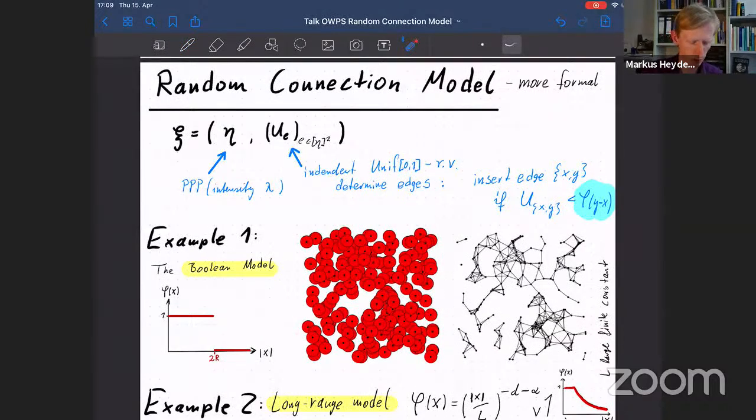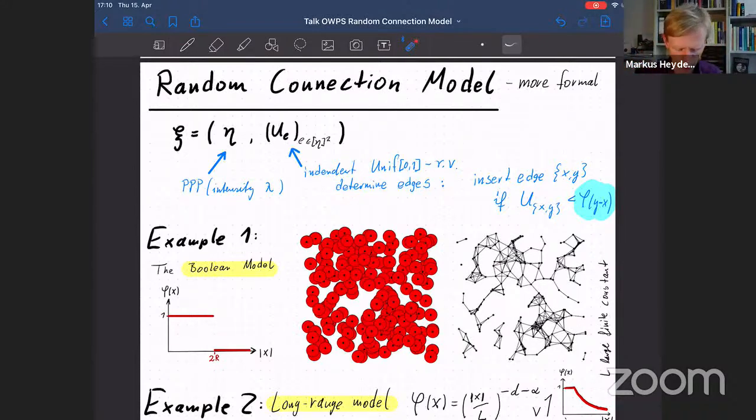Since we want this function to be decreasing, it means that it's first 1 for a while and then afterwards it's only 0. And in that sense, we come back to the Gilbert disk model, which was already studied in the 60s. If 2r is the point where it jumps from 1 to 0, then we can interpret that as 2 points being connected if they are closer than 2r. Whenever they are closer than 2r, we make an edge between these 2 points.